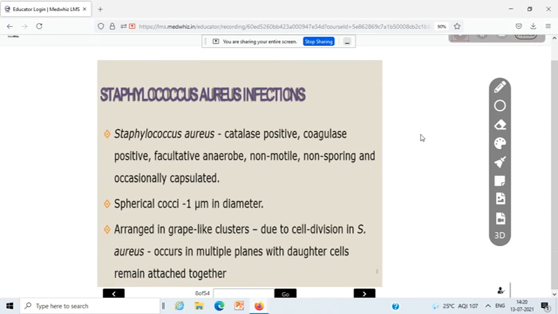Staphylococcus aureus is catalase positive, coagulase positive, facultative anaerobe, non-motile, non-sporing and occasionally capsulate. The spherical cocci are about 1 micrometer in diameter and they are arranged in grape-like clusters due to cell division in Staph aureus. It occurs in multiple planes with the daughter cells remaining attached together. So this grape-like cluster is due to multiplication or cell division where the daughter cells are still attached to the mother cells.